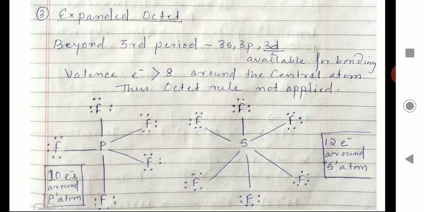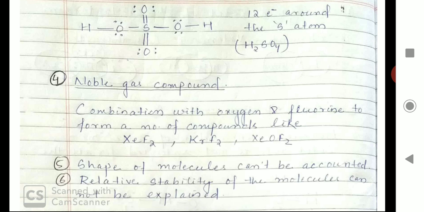But phosphorus can expand its valency to 5, and if we draw the Lewis dot structure for the PF5 molecule, we get 10 electrons around the P atom. Similarly, in SF6 we get 12 electrons around the sulfur atom. So the octet rule is not applied to this kind of central atom because of the vacant d orbitals. Another example is H2SO4. Here also 12 electrons surround the sulfur atom.